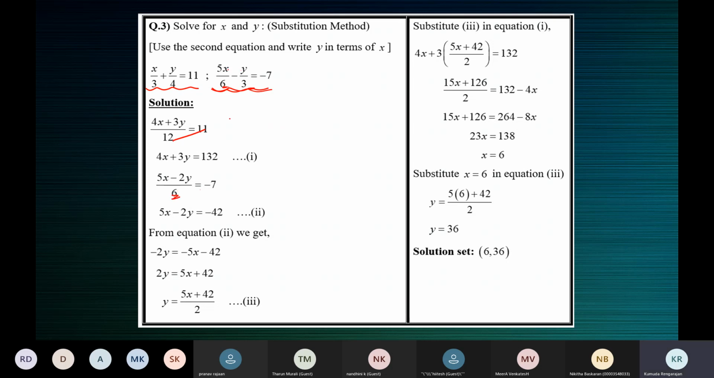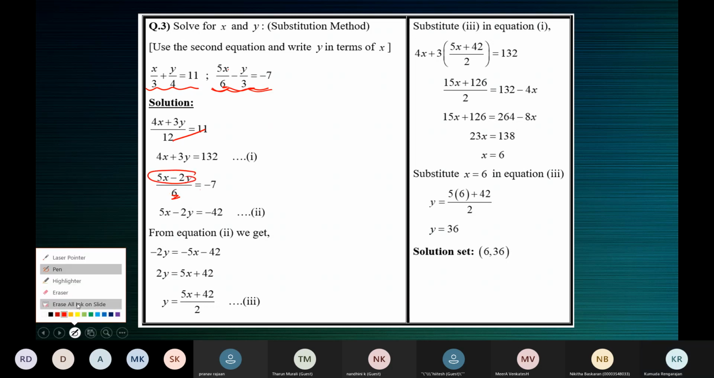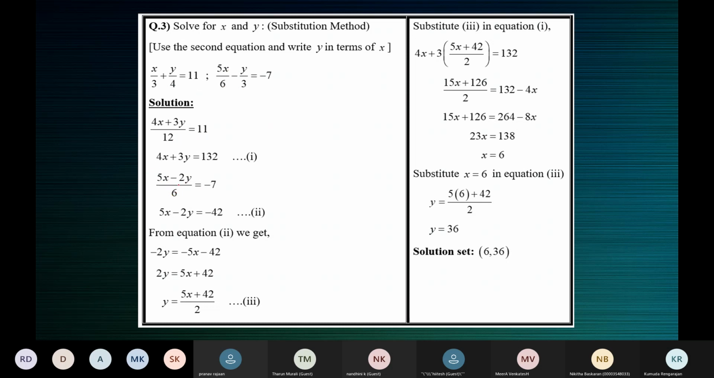So 5x minus 2y. LCM, children. I'm not explaining much here. Cross multiply and get the second equation. So first you'll have to take the LCM and bring the equations in this form. Now follow the further instructions.